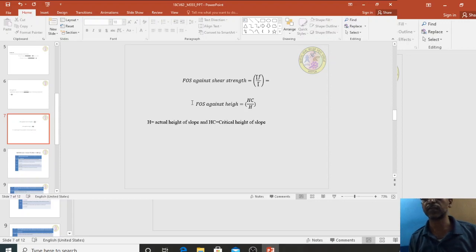Any stability failure takes place because of lack of stability with respect to the horizontal to vertical height ratio. Therefore, stability analysis is nothing but determination of factor of safety. If the factor of safety is greater than 1.5 or 2, then we can say the slope is stable. If it is 1, it is on the verge of failure.